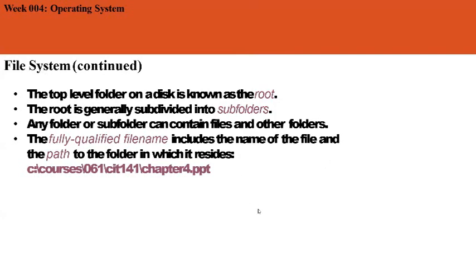Then the fully qualified file name includes the name of the file and the path of the folder in which it resides. So for example, in the drive C, there is a folder which is courses. Then inside that one, we have another subfolder which is named as 061. Then inside of that one again, we have another folder which is named as CIT 141. And then inside that folder is the file chapter 4.ppt.